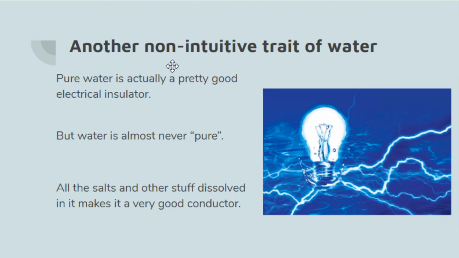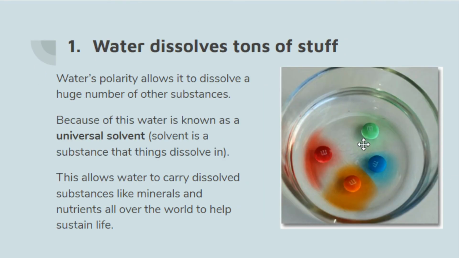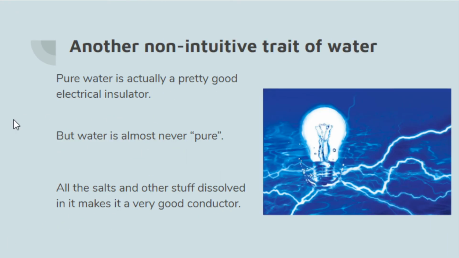water is almost never pure, and generally, like we said, is a universal solvent, right? So it's going to have a bunch of stuff dissolved in it. Generally, there's salts and minerals that are dissolved, and all those salts and other stuff make it actually a very good conductor. The things in it are what are conducting electricity. The water itself generally doesn't conduct electricity, or rather doesn't conduct it very well.